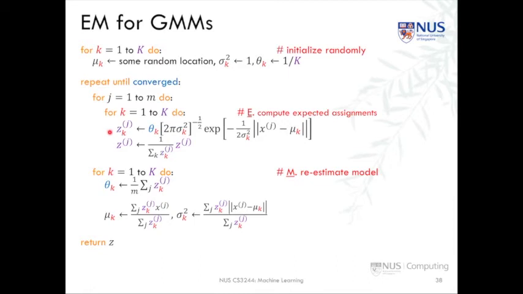We first calculate the probability that is associated with the kth Gaussian. Then after doing that, we're going to normalize so that the distribution of the point to all of the clusters sums to unit distribution. That is our E step.